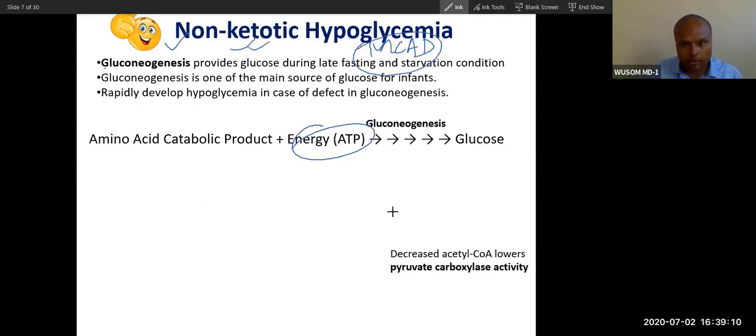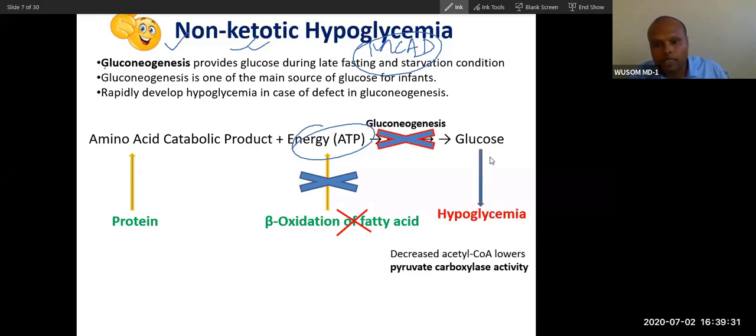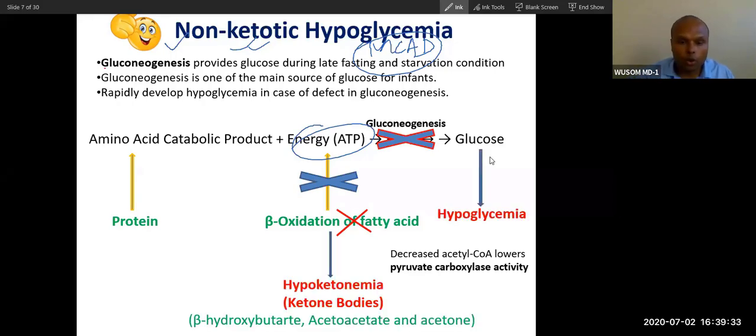Non-ketotic hypoglycemia. Understand this. From protein you get amino acids, and from beta oxidation you will get ATP. So the combined effect will be glucose during prolonged fasting condition. But there is no beta oxidation of fatty acid, so no glucose. No glucose means hypoglycemia. And no beta oxidation means hypoketotic or non-ketotic hypoglycemia. These are ketone bodies: beta hydroxybutyrate, acetoacetate, and acetone. No ketone body, so hypoketotic hypoglycemia.